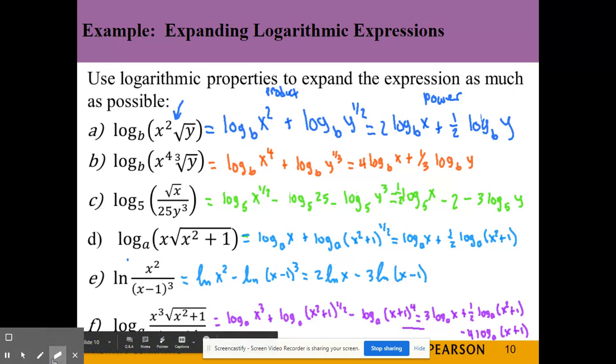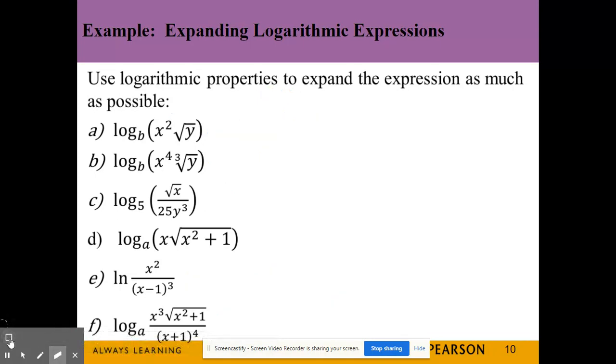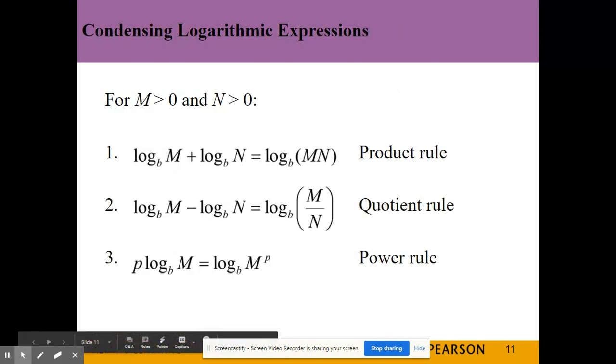Let's move on. Next part of the objective is condensing. So we use those rules to take a condensed expression and expand it out as far as possible. This is the exact opposite. You're going to be given multiple logs, and you're going to use the rules that we just talked about to go the other direction. We're going to put them back together, essentially. So these properties, these rules, are the same rules that we learned, just the other direction, right?